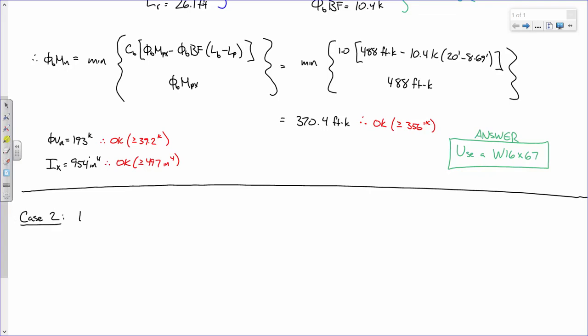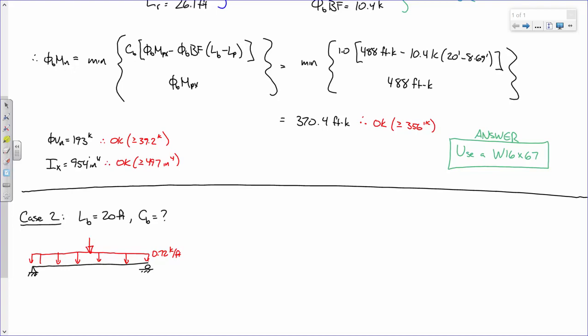So case 2. Lb is still 20 feet, but C sub B is something. Now, remind me. Here's our beam. What was the distributed load on that beam? And let's use the factored load. What was the factored distributed load on that beam? 0.72 kips per foot. That's after the load factor. And what is the point load in the middle?